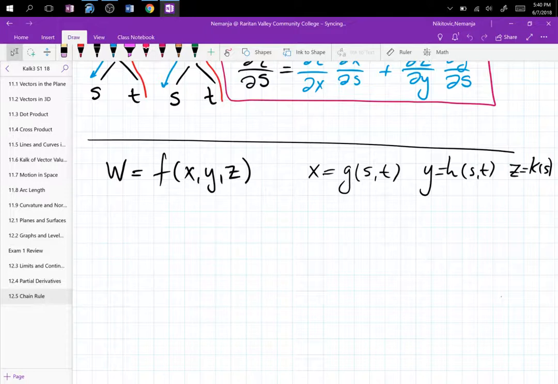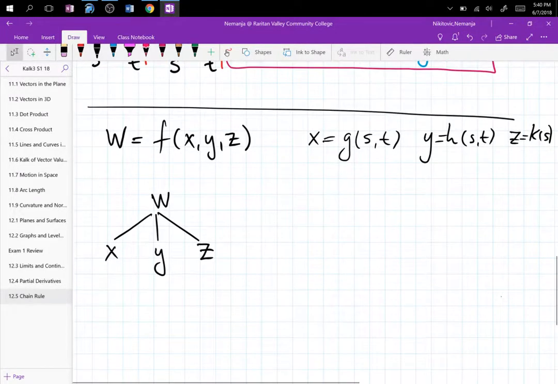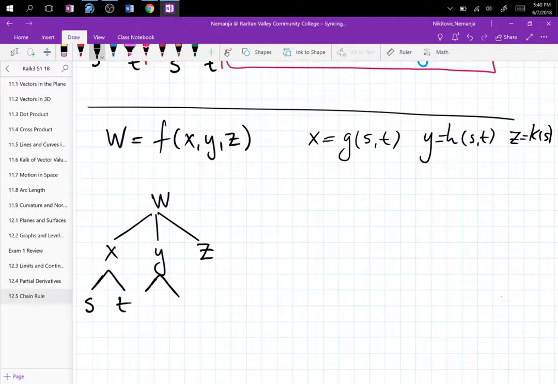All right, that's your minute and 7 seconds. So let's take a look at the problem. We are starting at W, and W is going to branch into 3 variables X, Y, and Z. X will further branch into S and T. Y will branch into S and T, and Z will only have S. So what is our partial W, partial T?